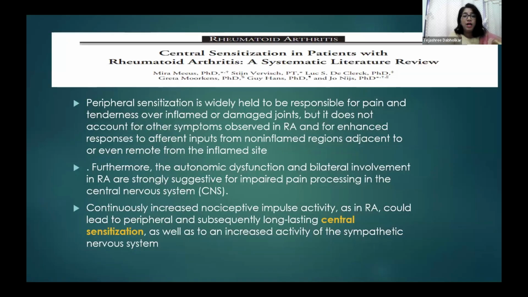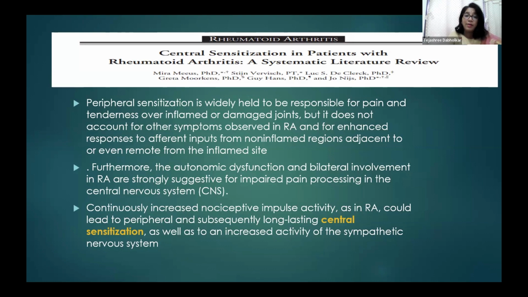Thank you, madam. So we will begin with part 2. Now, in rheumatoid arthritis, we say RA is due to inflammation. But peripheral sensitization is widely held to be responsible for pain and tenderness. We accept that. But it does not account for other symptoms observed in RA and for enhanced responses. So this particular article is very important because they are saying that in RA patients there is a possibility of long-lasting central sensitization or increased activity of the sympathetic nervous system.